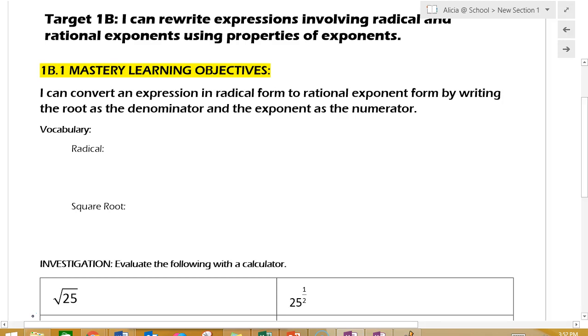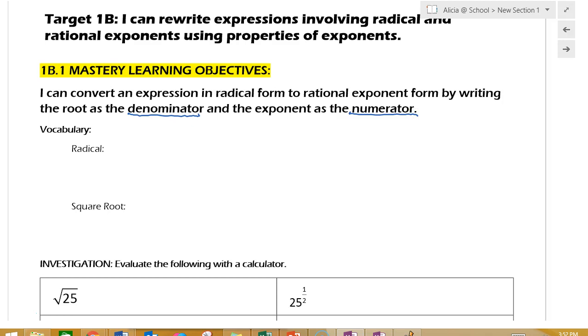So we should be able to convert an expression in radical form to rational exponent form by writing the roots as denominators and exponents as numerators. Remember too, as a side note, that the word denominator means the bottom of the fraction, and numerator is the top number in a fraction.